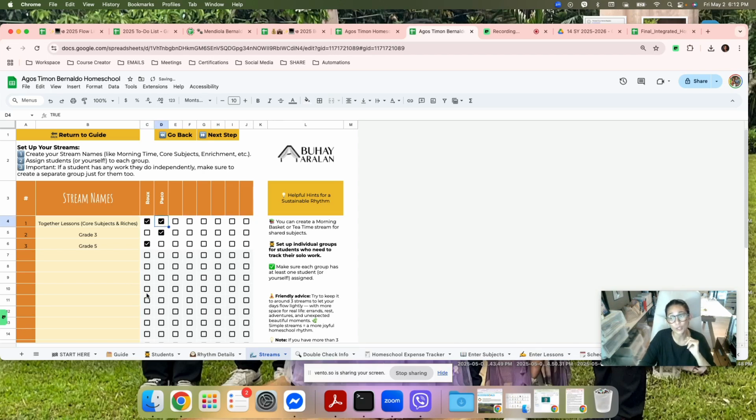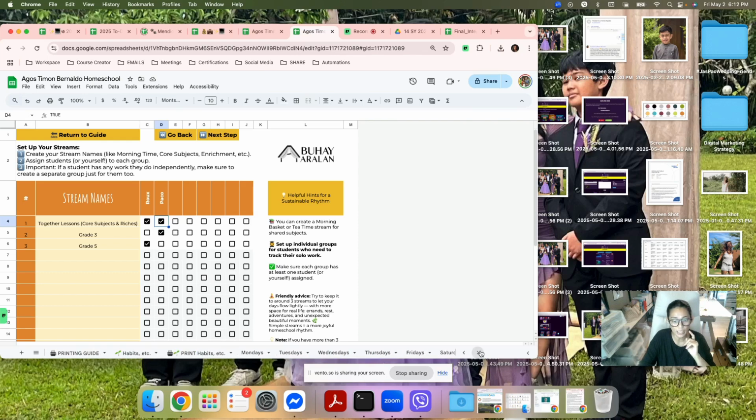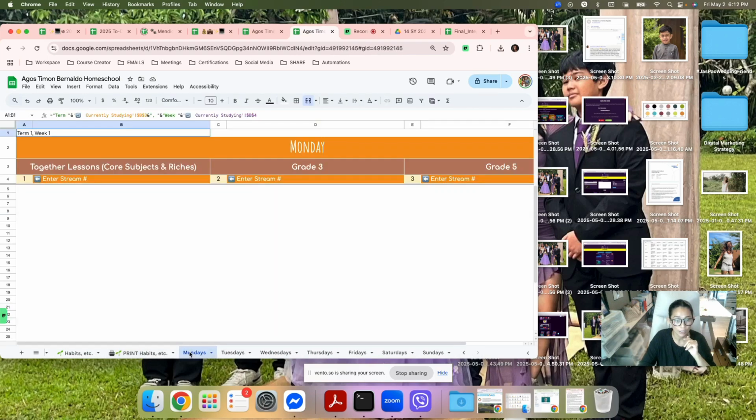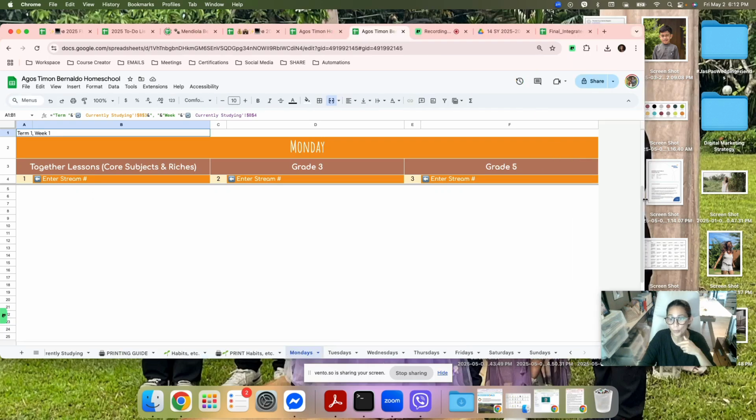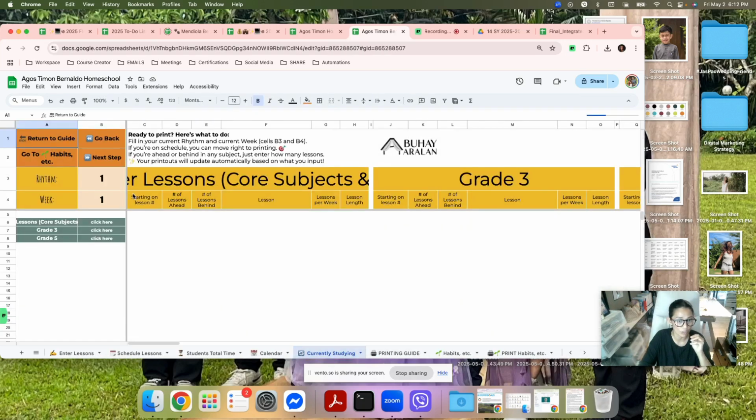The reason why I limit it to 3, because if you go all the way to the end of the planner, okay, I am only able to craft weekly schedules for 3 streams. So, ako personally, I want to see all of our lessons for that day together. So, on Monday, Tuesday, Wednesday, Thursday, Friday, ideally mag-generate dito lahat ng lessons for the week that you are currently in. So, dito kasi, papalitan nyo dito sa currently in kung anong week ka na nandun.